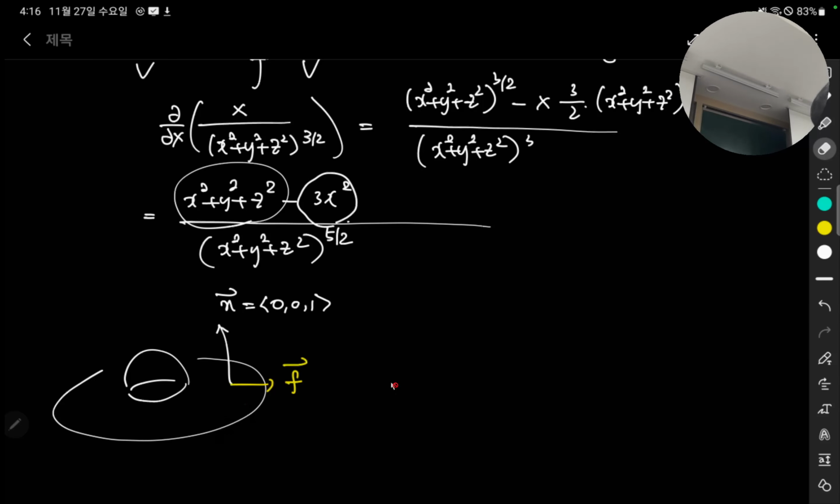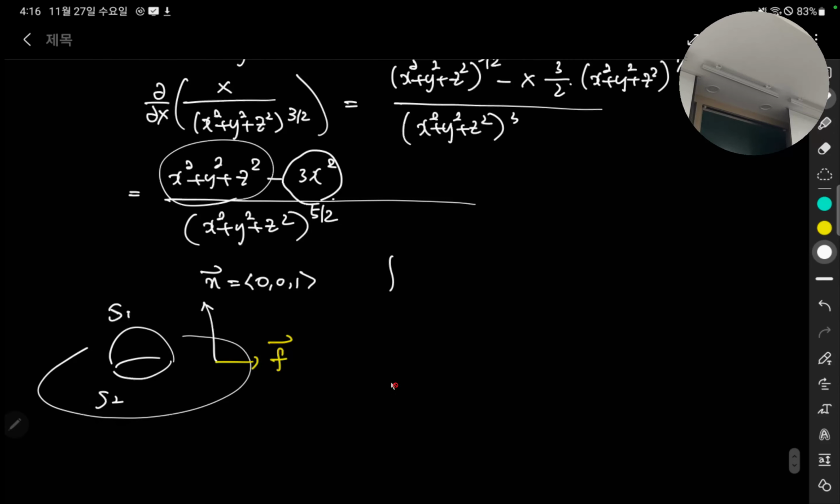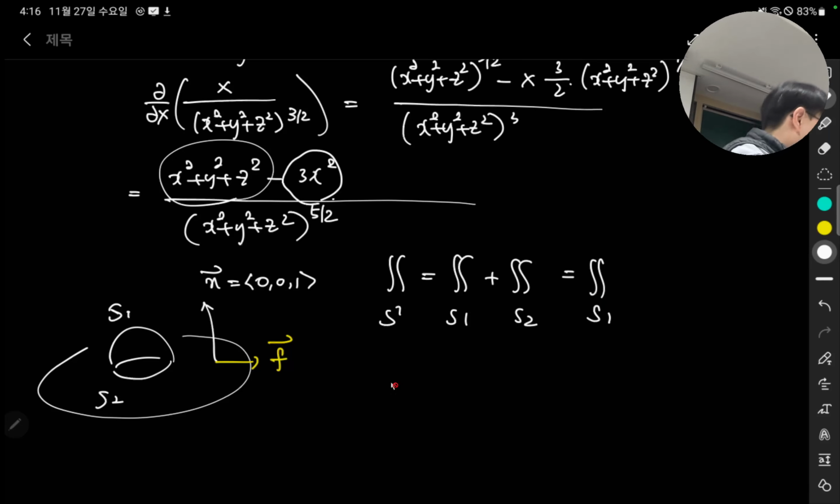It's parallel to the xy plane. So if I take the integration over S prime, it's the same as S1 plus S2, but on the S2 part nothing comes out because everything is running parallel. So it's the same as the integration over S1. Now, let's take the radius of this hemisphere to be epsilon.